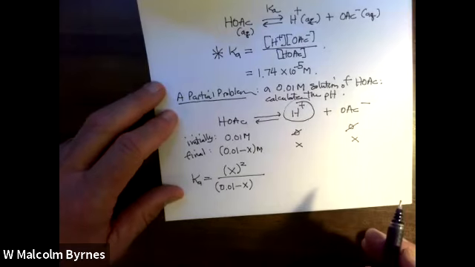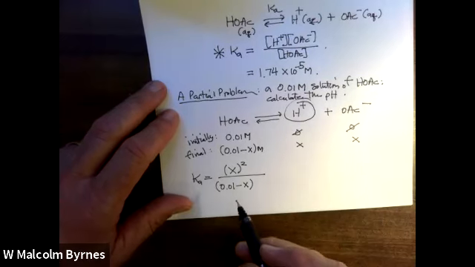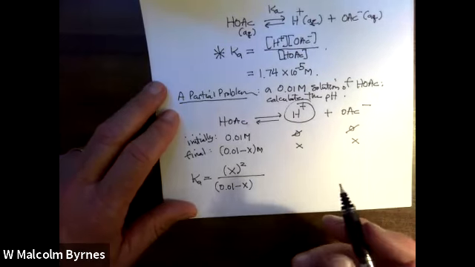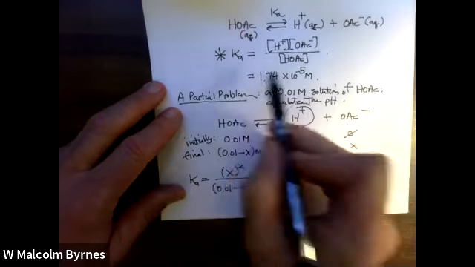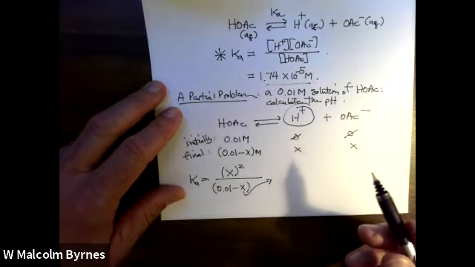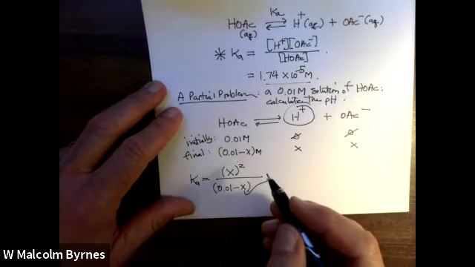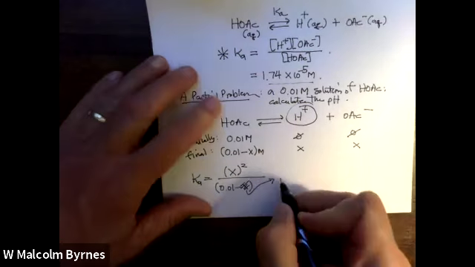So what we have to do is figure out how to solve this equation. Now, if we didn't simplify it, we'd have to use a quadratic equation, but luckily for us, we can, because the value of K sub A is so small here, and that's typically true for weak acids, you can ignore it. You can cancel it in this equation.